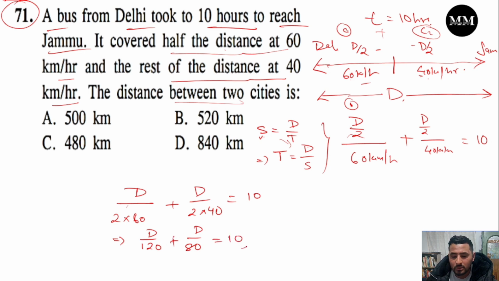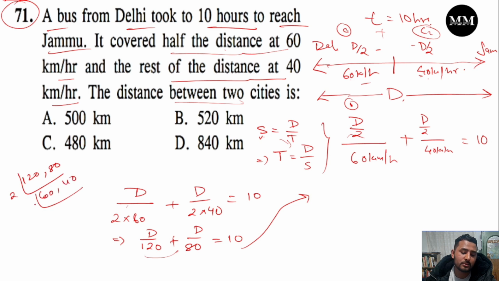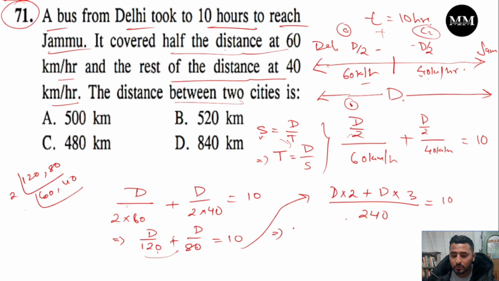Now we have to take the LCM of 120 and 80. If you do this, you'll get 360, or 240. 240 will be better. So 120 into 2 is 240, this will be D into 2, plus D into 3, since 80 into 3 is 240. I hope you know how to do this, it's basic. So 2D plus 3D over 240 equal to 10. Adding, 5D by 240 equal to 10.